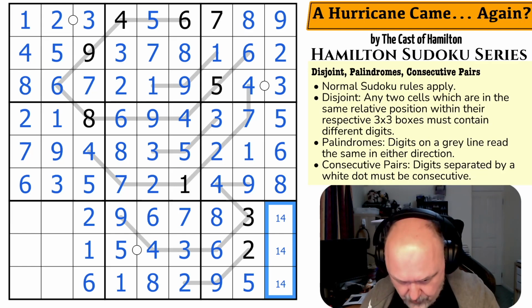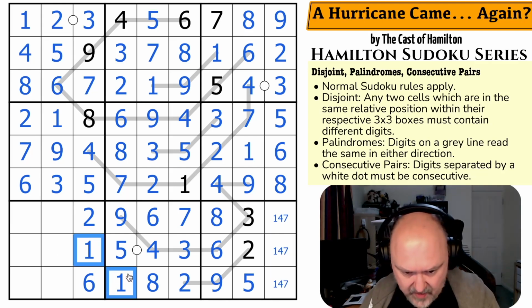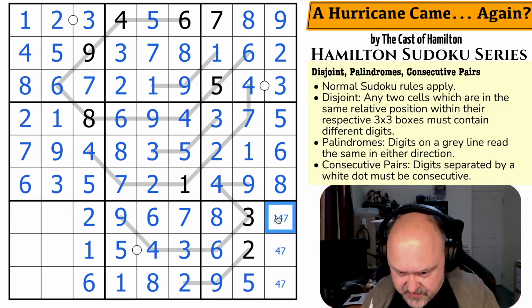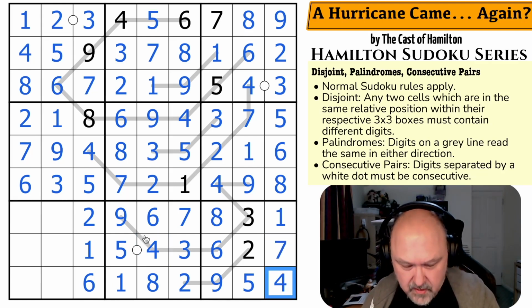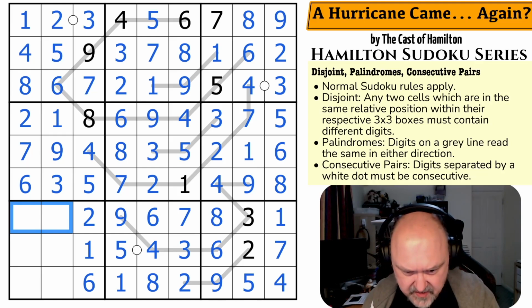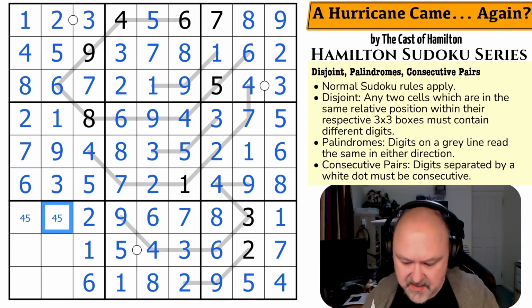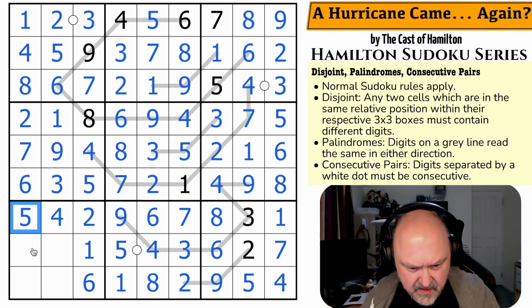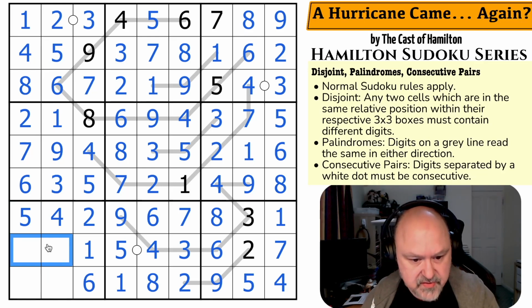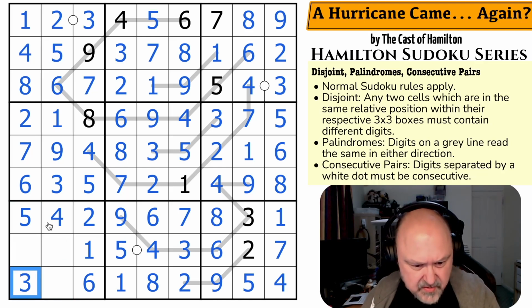1, 4, 7. There's no 1 in either of those. So this is the 1. The 4 makes that the 7 and that the 4. And over here, 1, 2, 3, 4, 5 go into those. The 5 looks down, making that the 4 and that the 5. I need to put a 3 in here, which is not in those or there. This is the 3. 1, 2, 3, 4, 5, 6.